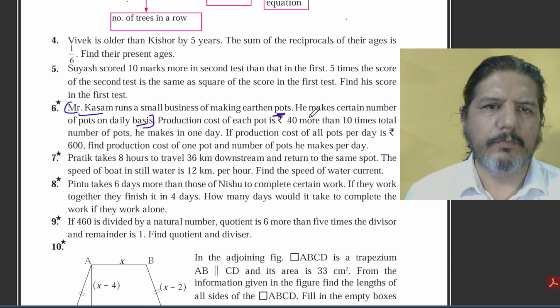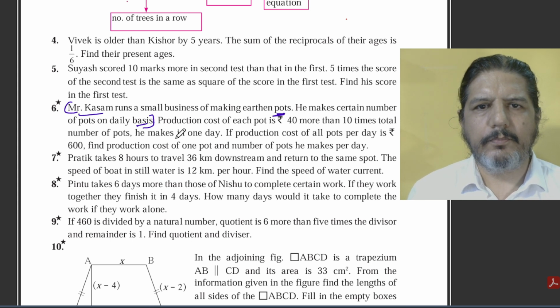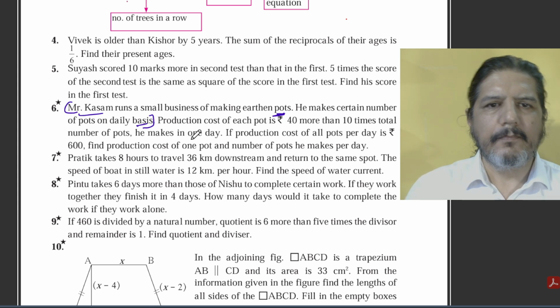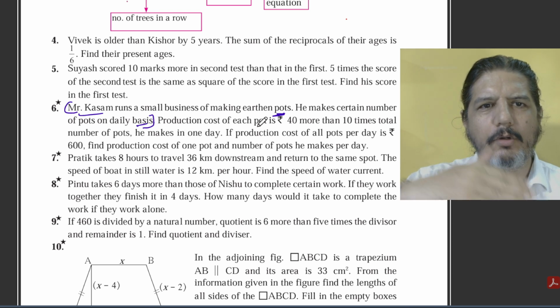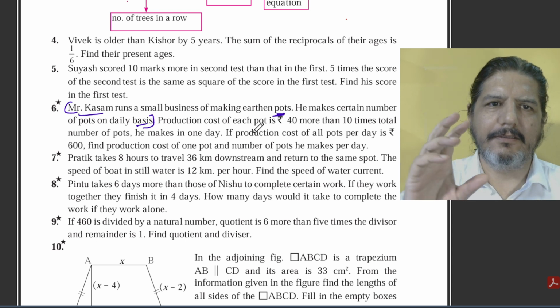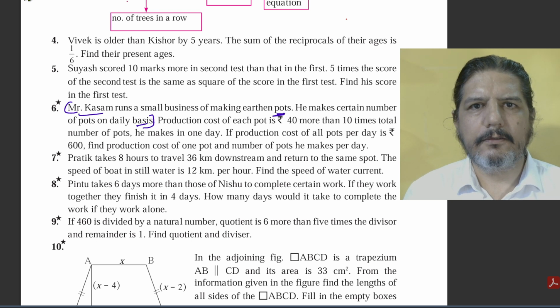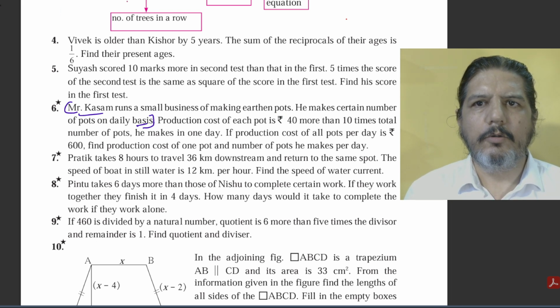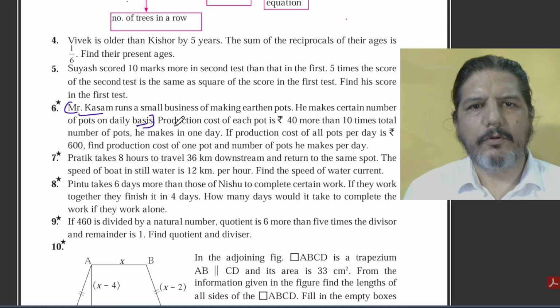Production cost of each pot is rupees 40 more than 10 times the total number of pots he makes in one day. So this is a lot to digest. Let's go about understanding this step by step. Rupees 40 more than 10 times the total number of pots he makes in one day.